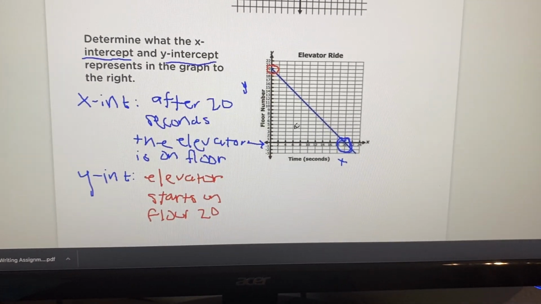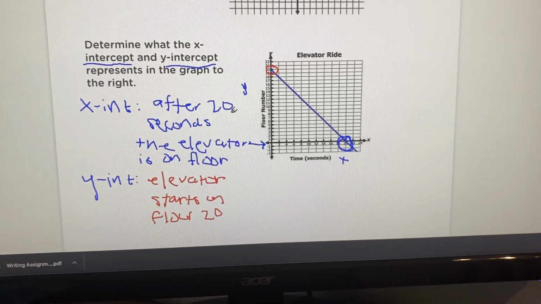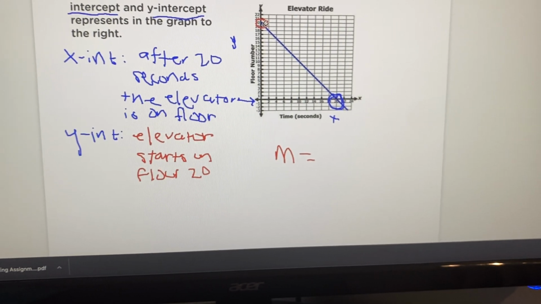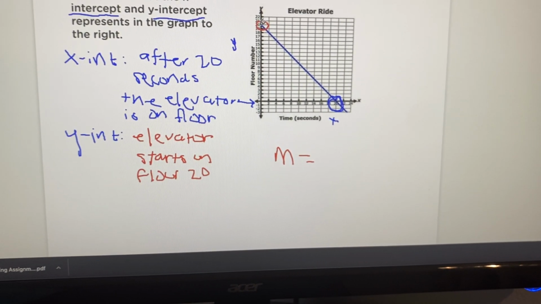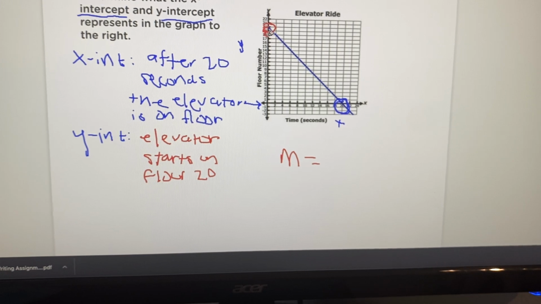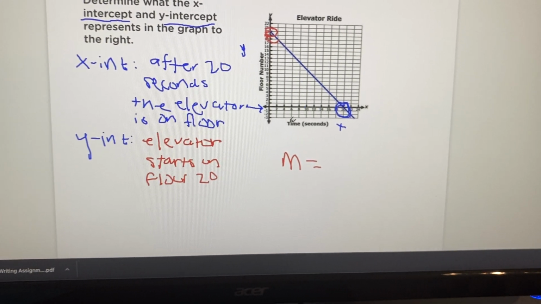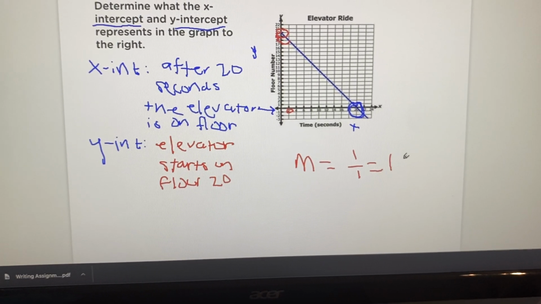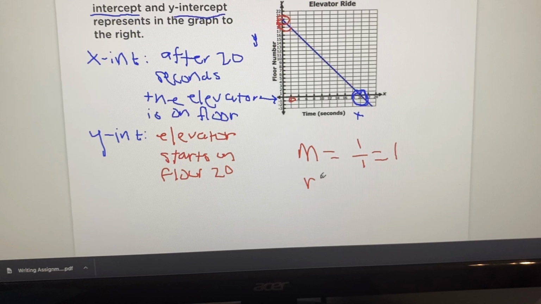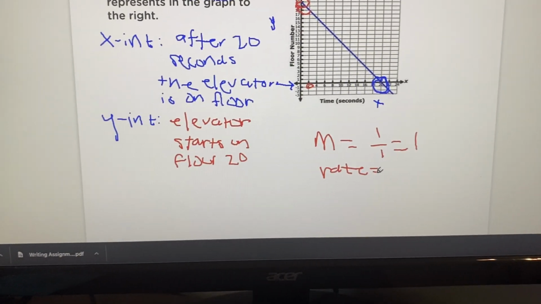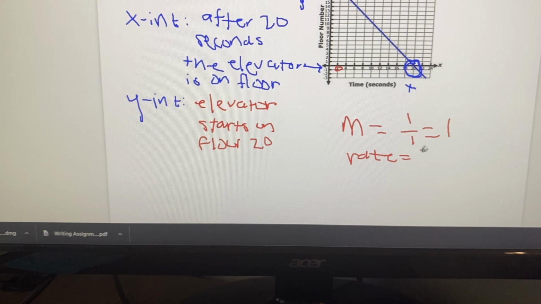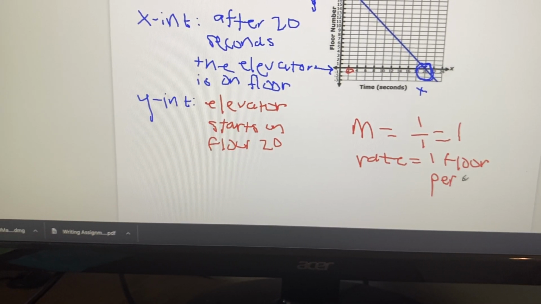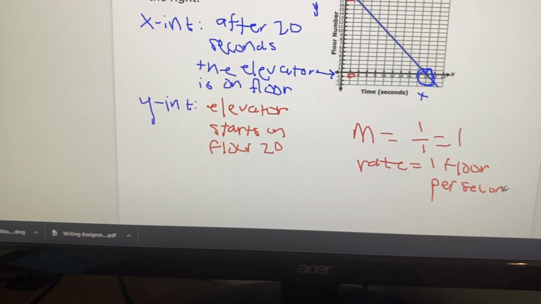Okay, and then another thing, this will be really helpful for you on your Unit 4, but if we were talking about the slope in this situation, that means I would go down. This slope looks like down 2, to the right 2, because these are going by 2s. So my slope is 1/1, or just 1. Remember, slope is another word for rate. The rate is 1 floor per second, right? I went down 1 floor for every 1 second.